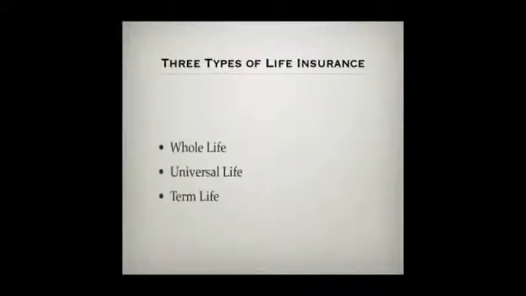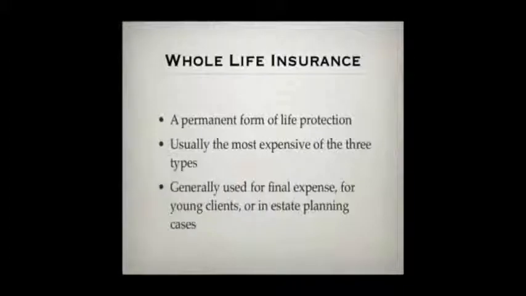There are three main types of life insurance: whole life, universal life, and term life. Whole life is a permanent form of life insurance protection. It's usually going to be the most expensive of the three main types of life insurance. It's generally used in final expense type cases.